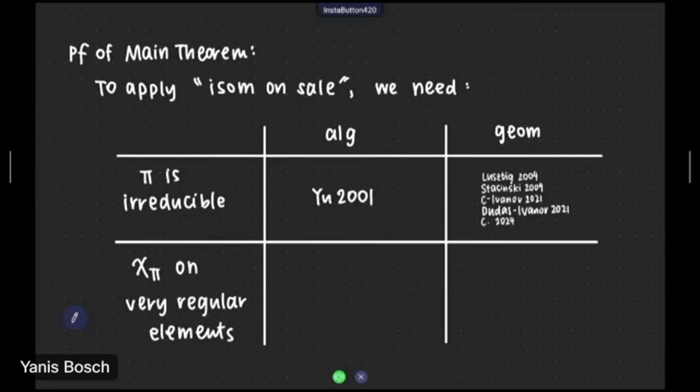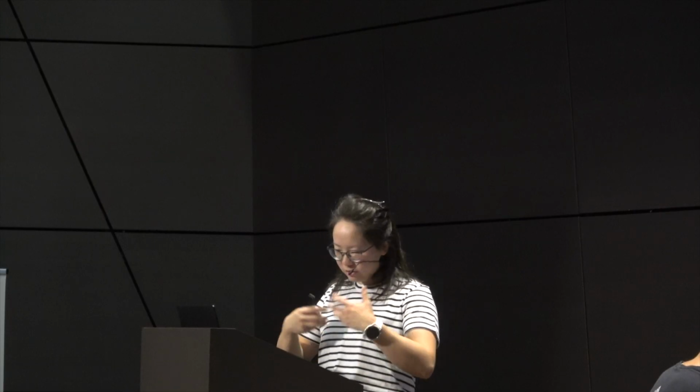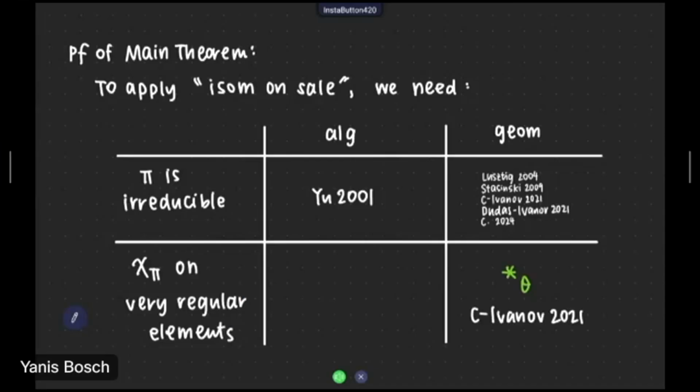Then we need a computation of what the character is on these special values. And the character, for geometric reasons, is actually quite easy to compute. You use some fixed point formulas. The fixed point locus becomes some zero-dimensional thing. It's something that's easy to calculate. So what we see here is that on the geometric side, the character formula is simply given by this kind of star theta formula.